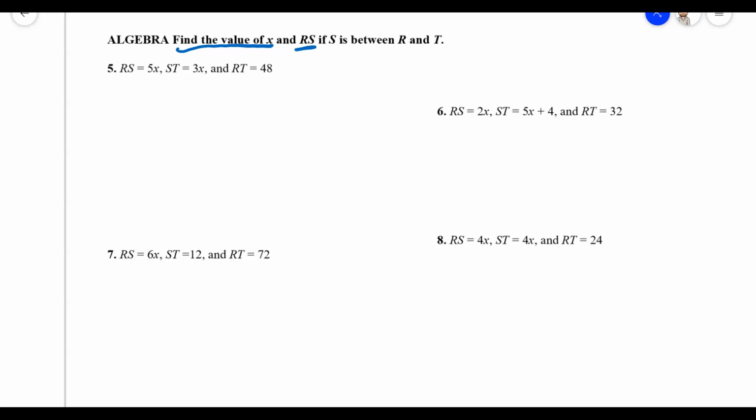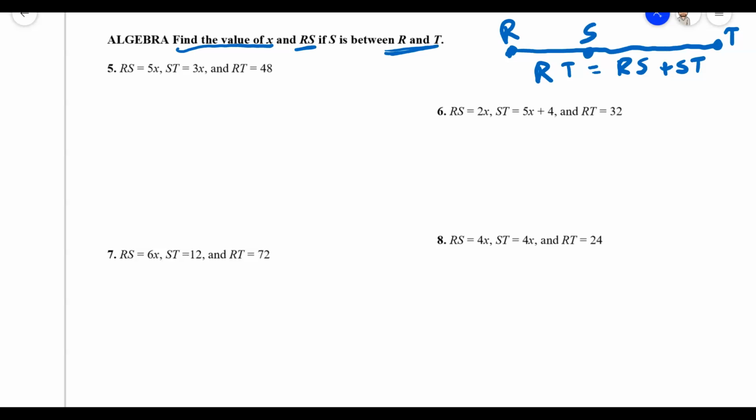Now I have to also pay attention to the fact that they're saying S is between R and T. So what I need to picture every time is a line segment, and don't expect it to be drawn to scale here. But I need S to live somewhere in between R and T. This is going to be the situation every time if S is between R and T. So the other thing that tells me is that RT equals RS plus ST. I need to use that.